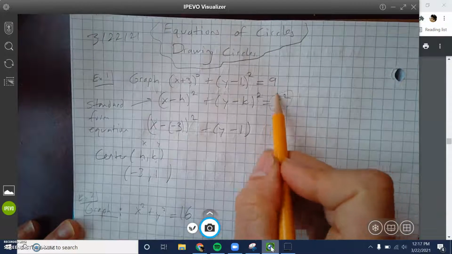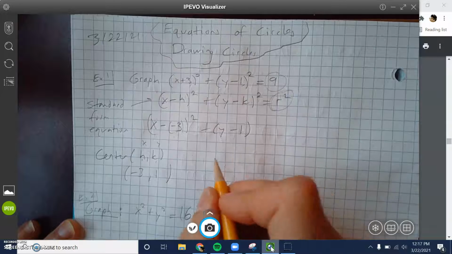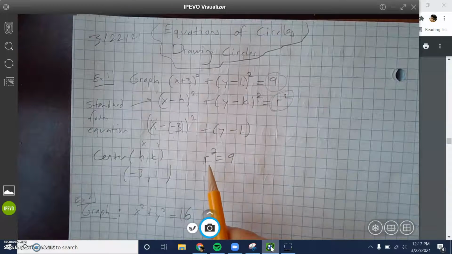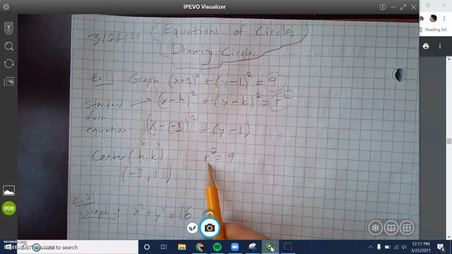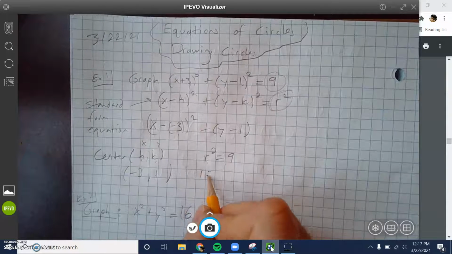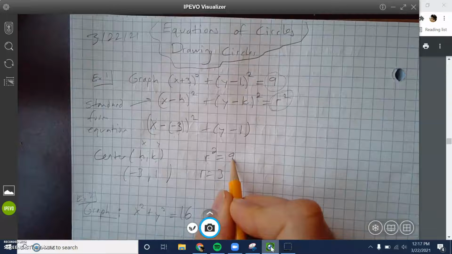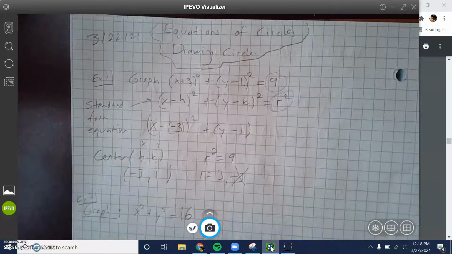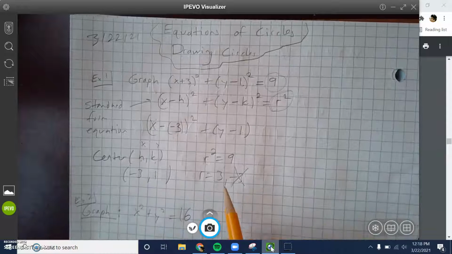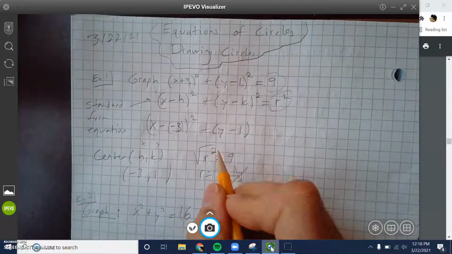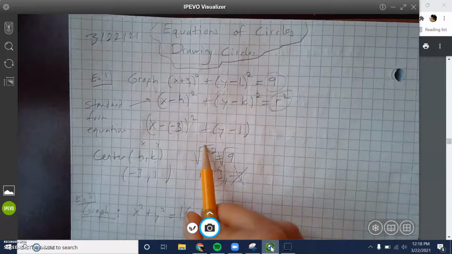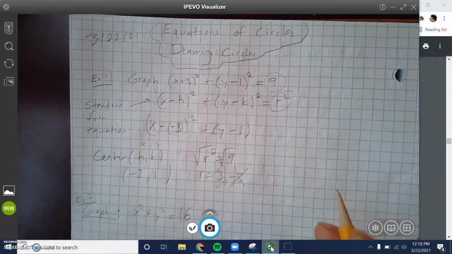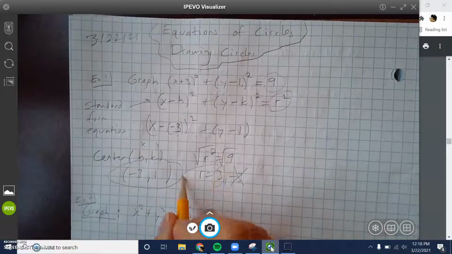Now r squared here is 9. So we have r² = 9. You can think of what number times itself is 9. And the answer actually is 3. 3 times 3 is 9, right? Or −3. −3 times −3 is 9, but we don't use the negative because you don't have a negative distance. You just have positive distance. If you don't know it, then you can square root both sides, because square root and square are opposite, so the square root of 9 is also 3. So you can think of it that way too. So we have our center and we have our radius.